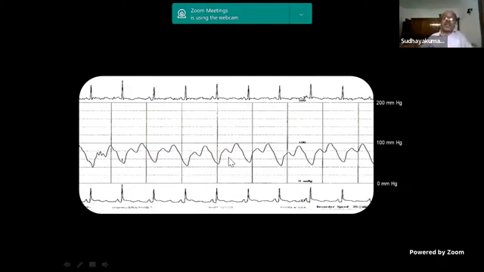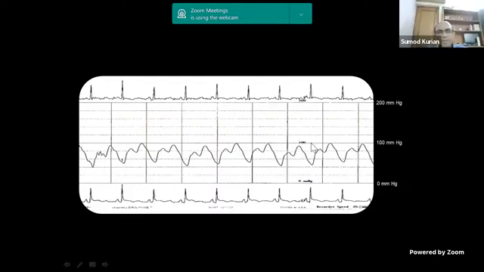But the most important thing is you look at the pressures. The pressure here is 100 millimeters. So it is, now don't tell that, let me see whether they can. This is an arterial tracing.